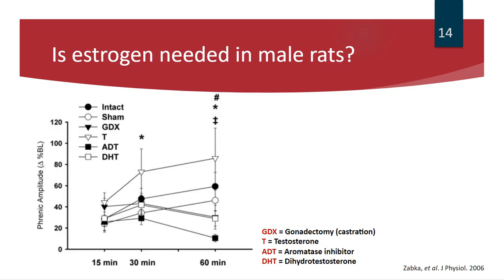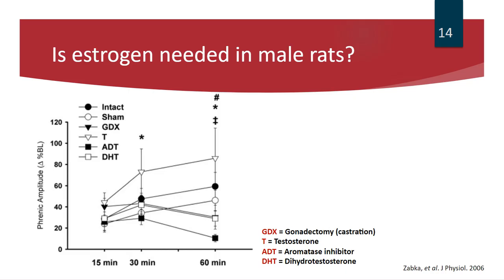estrogen is necessary in male rats to express acute intermittent hypoxia-induced neuroplasticity. This is again a paper from Zapka and colleagues from 2006. And in this paper, they demonstrated that young adult male rats expressed normal phrenic long-term facilitation. That is the two circles in the middle of this data graph here. So at 60 minutes. Okay.